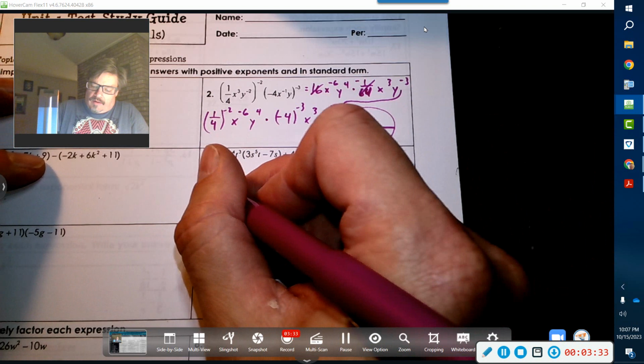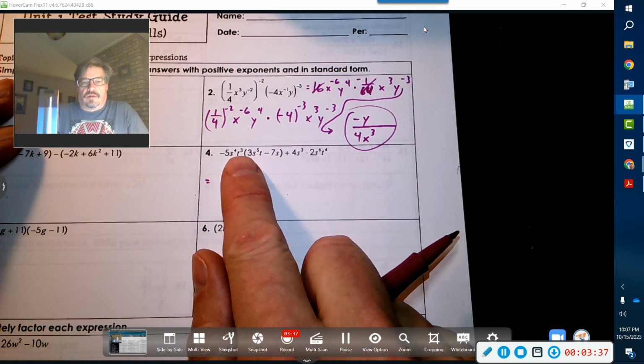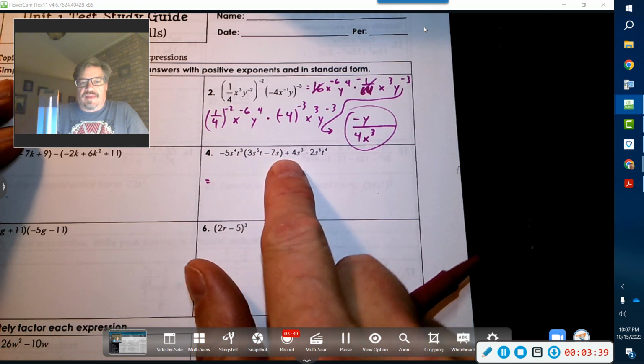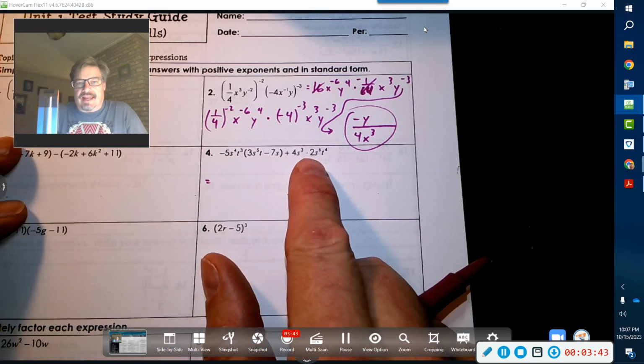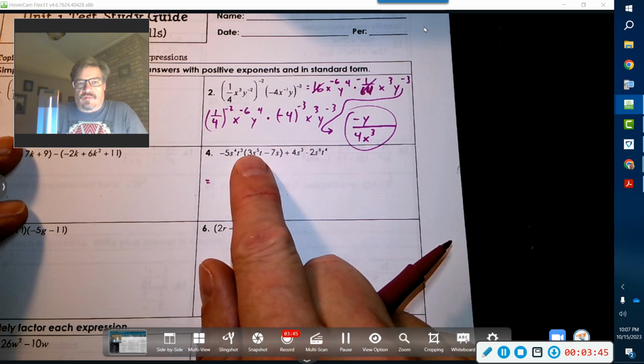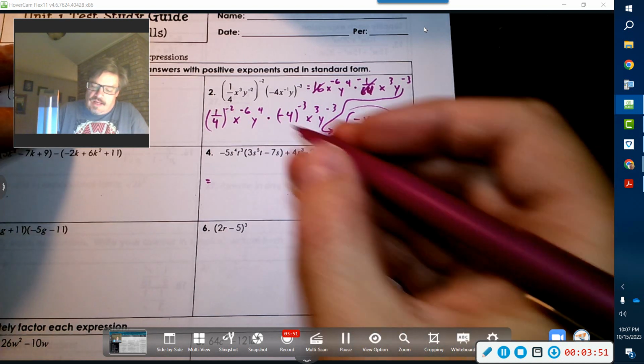Now over here, there's all kinds of room for mistakes. First of all, I've got a lot to distribute here, but then I do see the addition. Now the addition, you have to be careful, because I cannot add this term to this term unless they have the same variables raised to the same power. They have to be like terms. So let's see what we've got here.